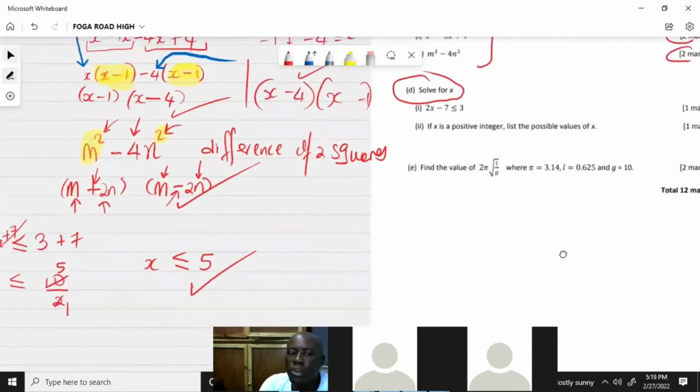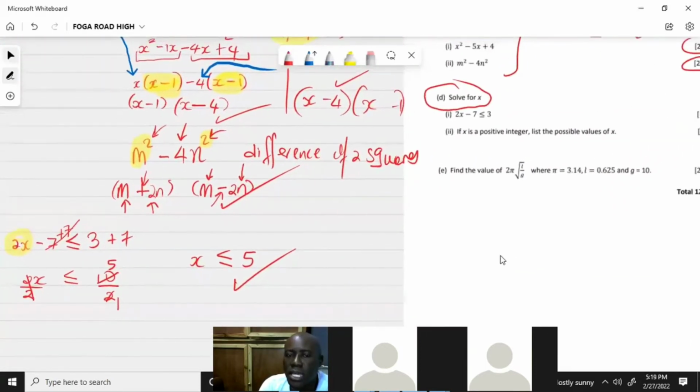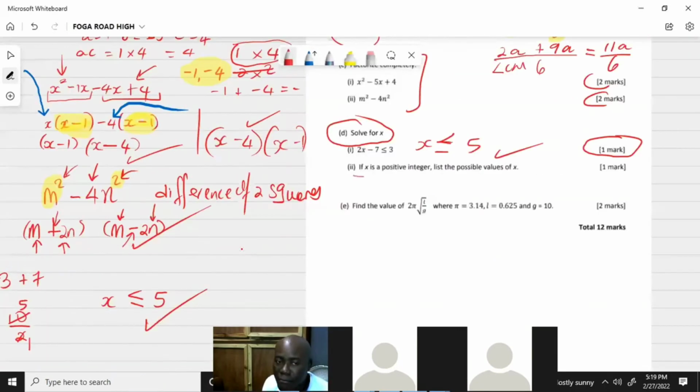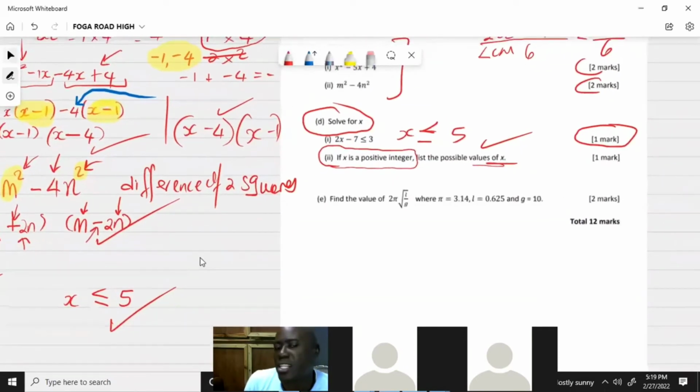Normally, they will give you some follow-up questions. So you could see here that x is less than or equal to 5 was the response. Normally, that is very important information. We'll talk about this right now. If x is a positive integer, list the possible values of x. An integer is a number without decimal or fraction attached to it. You could just leave it at that.